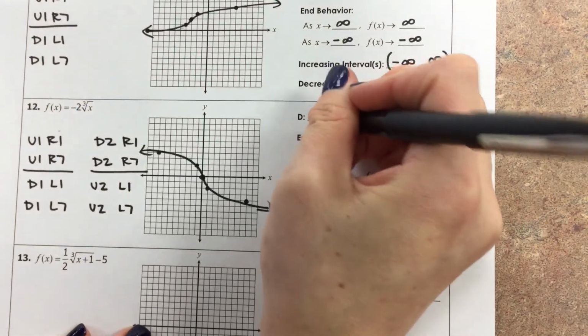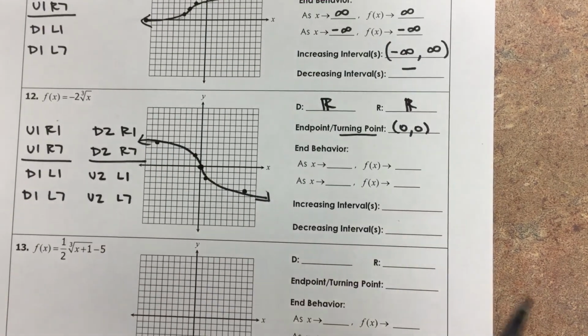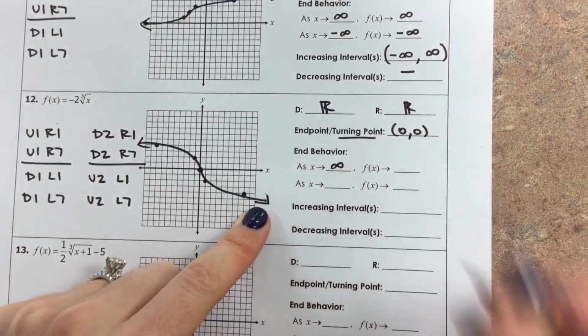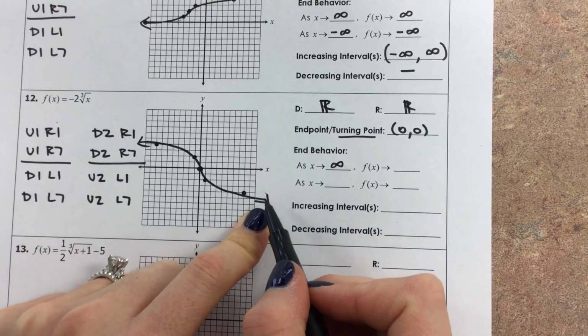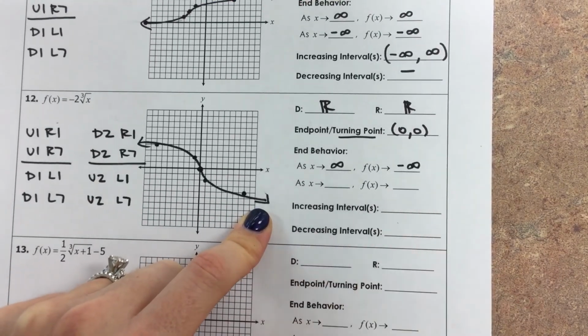All right, cube roots, domain and range are always all reals. Easy to remember. End behavior. Start with the right arrow. Right arrow would be infinity here. This right arrow is going down. So this means f of x approaches negative infinity. So the right arrow goes down.